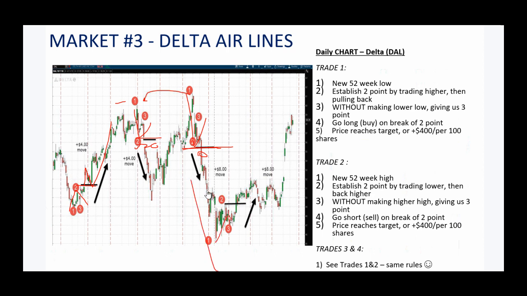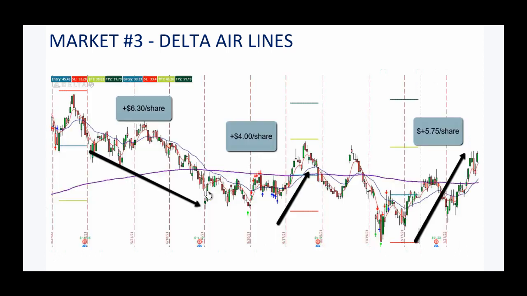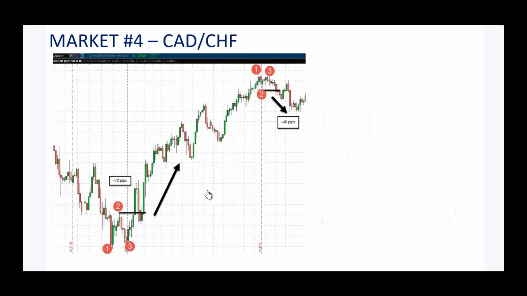Then what? We flip to the long side. Rinse and repeat. 1, 2, 3 bottom. We break above. We trade higher. We come get retest, and we rip higher for $8 plus per move. Delta. Here's real today's current market environment. $6.30 a share. $4 a share. $5.75 a share.